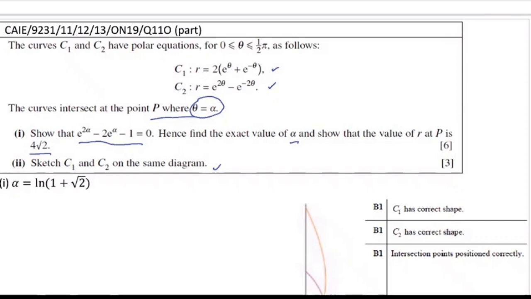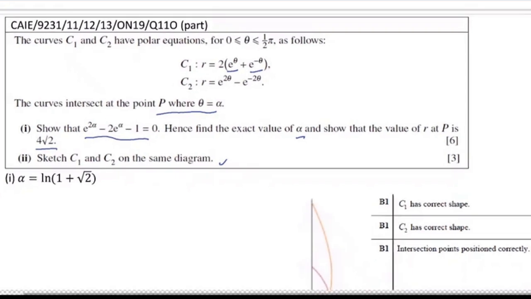Because of the functions e to the power theta and e to the power negative theta, we are not really sure whether R is strictly increasing or strictly decreasing. It's quite difficult for us to actually look at. So the strategy that we could use is that we can always sub in the values.